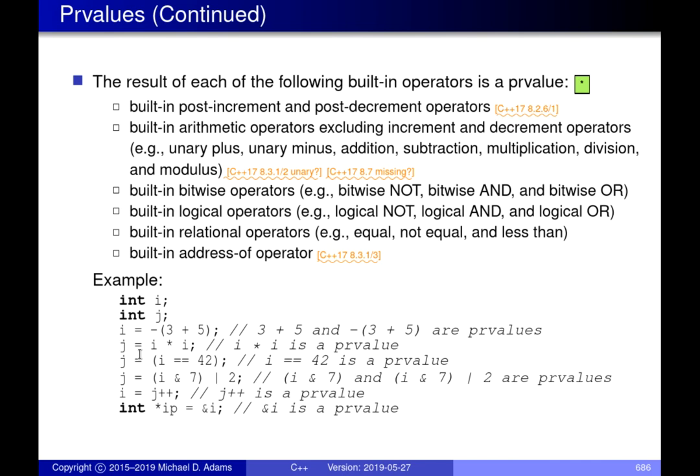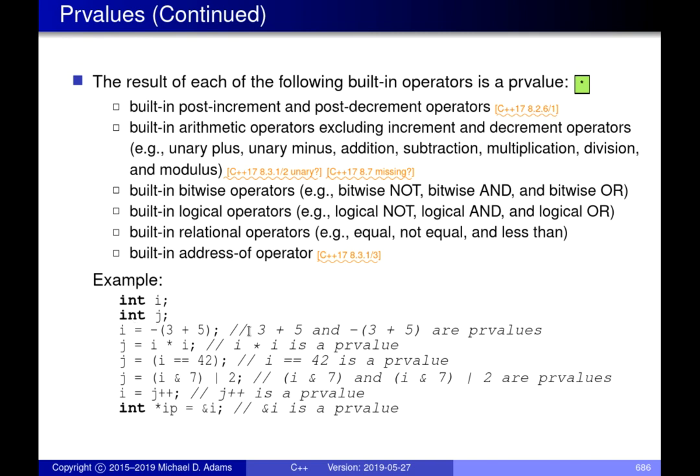The last category of things that I want to talk about are most operators in the language, the built-in operators. Things like post-increment, post-decrement, all the arithmetic operations like addition, subtraction, multiplication, division, modulus. Bitwise operators like bitwise and, or, exclusive or. Logical operators and, or, and so on. Relational operators, less than, greater than, things like that. And the built-in address-of operator. All of these things yield pure R value expressions. So in some sense, statistically speaking, most things probably tend to be pure R values in your code.